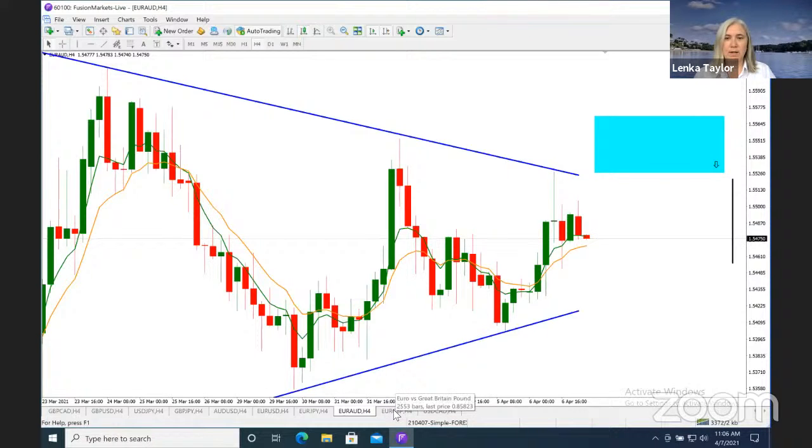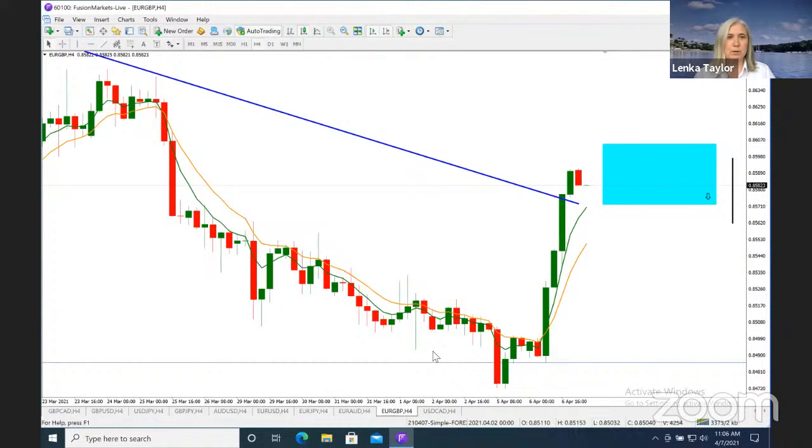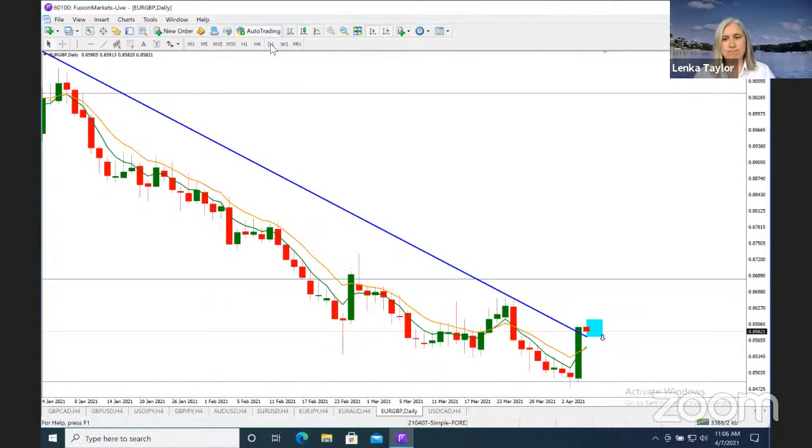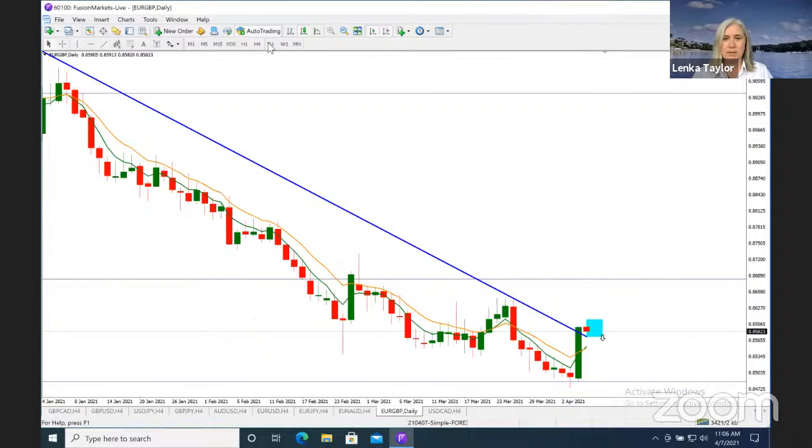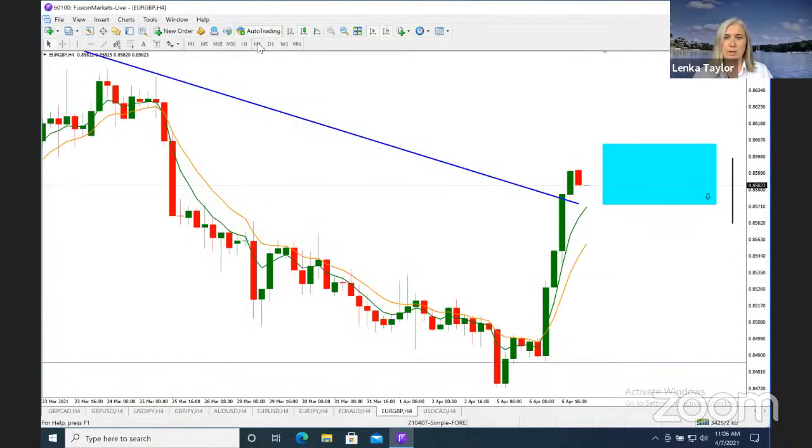Next currency pair I'm having a look at is EURGBP. So that one, I'm still looking for a short on that as well, around this area. So let's see what happens here, if it comes back down or not. But yeah, still looking for a short-term short on that one.